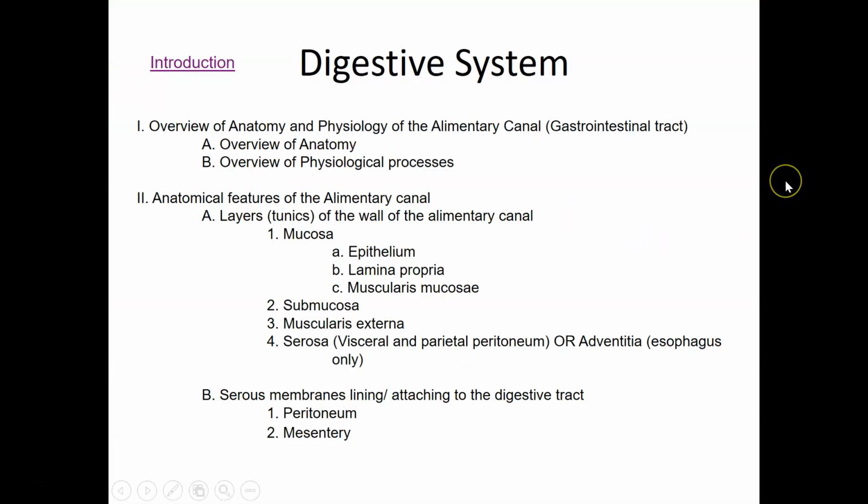Hello, this is video number 1 for the digestive system. In this video, we're going to cover the first part of the outline shown here on this slide. Part 1, which is an overview of the anatomy and the physiology of the digestive system. And so I'll spend a little bit of time doing that.